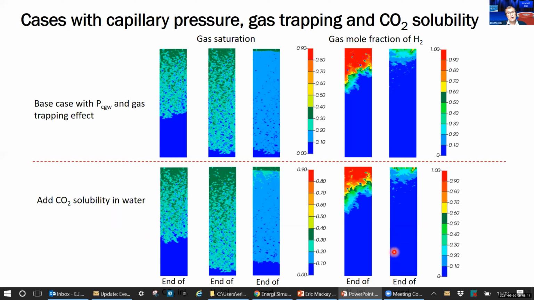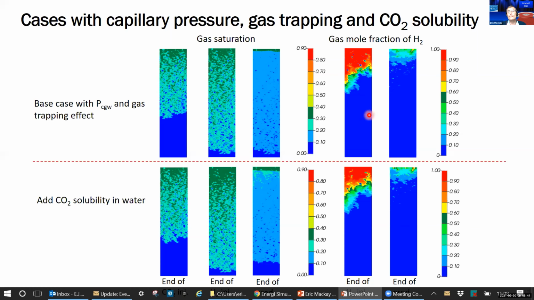So we're going to show you a couple of plots like this. Let me just take you through this. On the top left here, we have a base case with capillary pressure, and there's a trapping effect due to the capillary pressure. We have the gas saturation at the end of the CO2 injection stage, the end of the hydrogen injection stage, and then we've got an injection well at the top, and the same well is used for production, and this is the end of the production stage. So these are the gas saturations at these times.